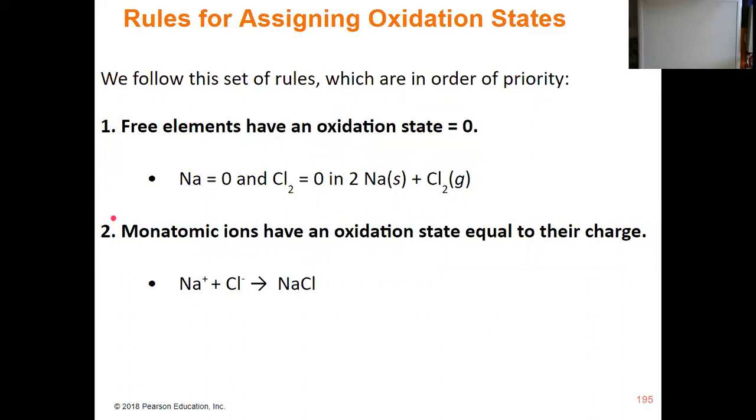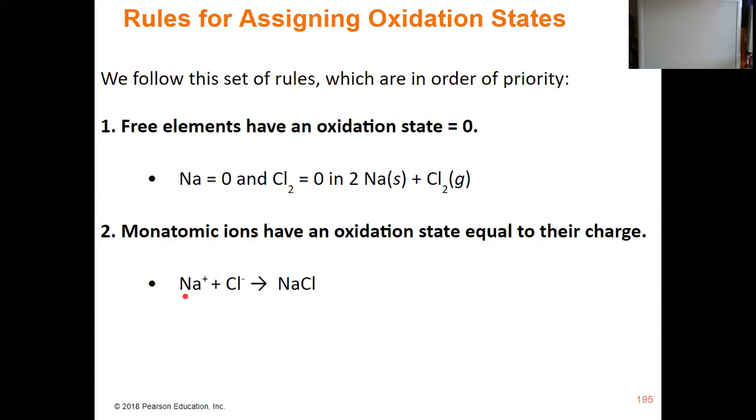So rule 1 is that free elements are always going to have an oxidation state of 0. So you see that these elements are in their natural form, okay? Or they're free elements. That's the term that we're using here. So sodium exists as Na in nature. Chlorine is a diatomic element. I know some of you need a reminder as to what that is, so make sure you know. A diatomic element exists as a molecule in nature. So Cl2 is chlorine in its elemental form. So both of these have an oxidation state of 0.